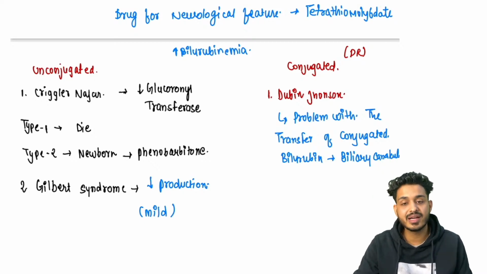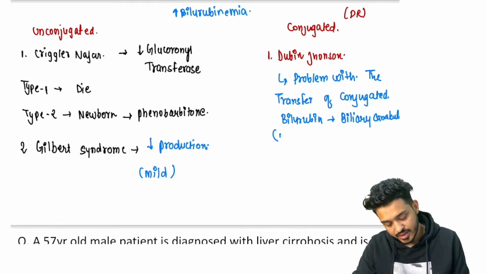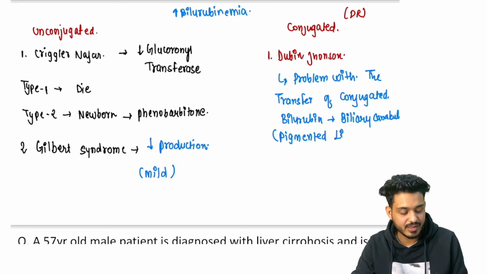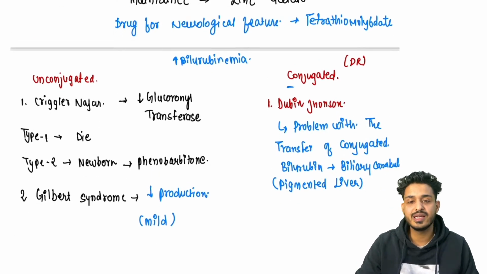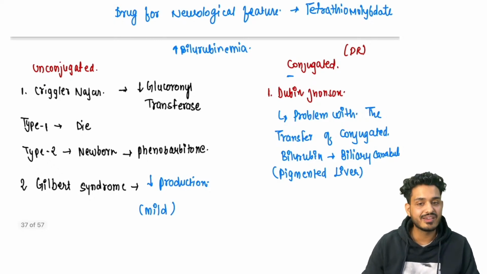will be getting accumulated and it will be giving some color. So here you will be having pigmented liver. Okay, DR, conjugated: Dubin-Johnson. Second one is your Rotor.